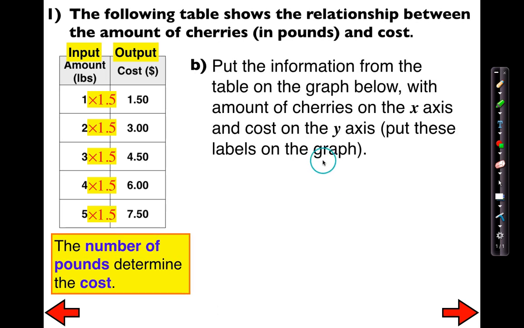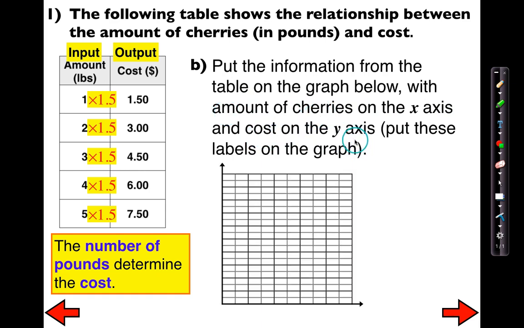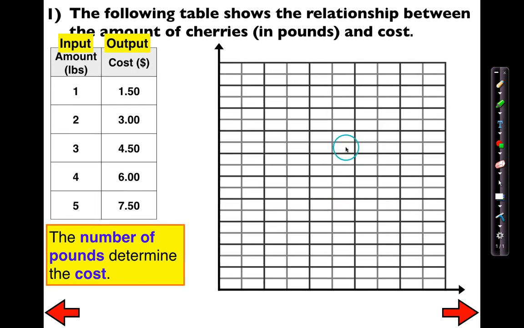So part B, it says, put the information from the table on the graph below with the amount of cherries on the x-axis and the costs on the y-axis. Put these labels on the graph. So they said the x-axis is going to be the amount of cherries, and the cost is going to be the y-axis. Okay, so let's do that.